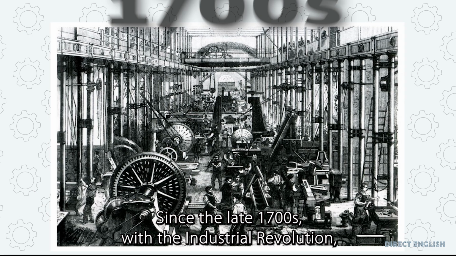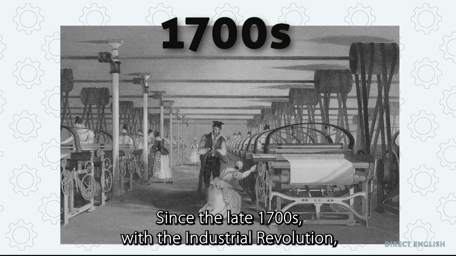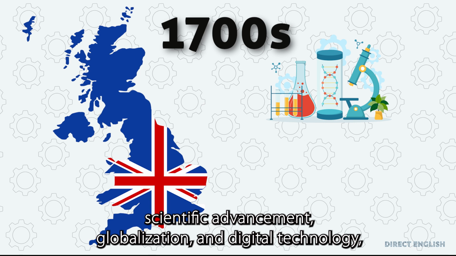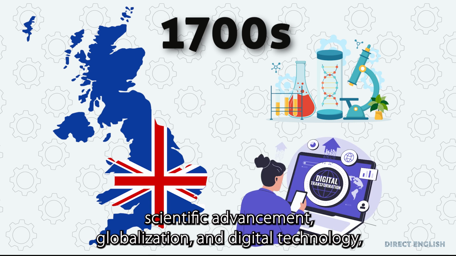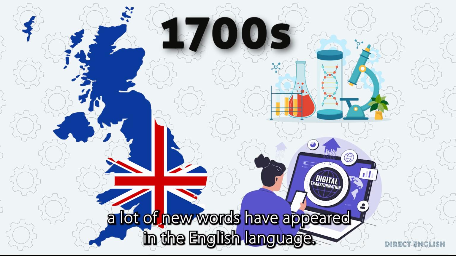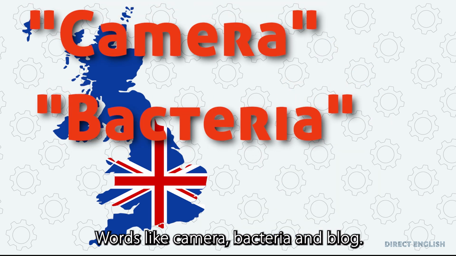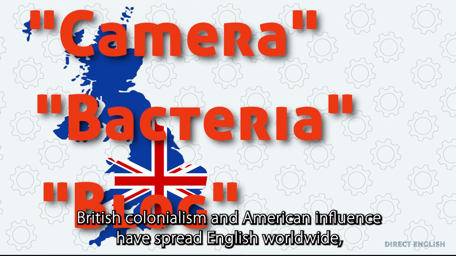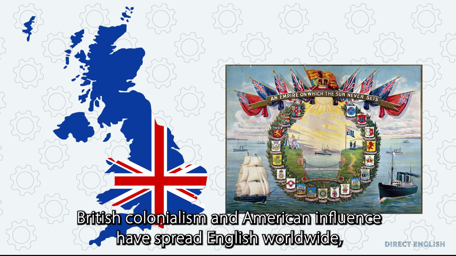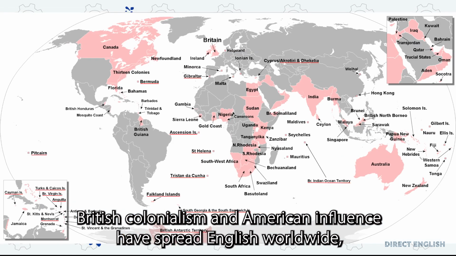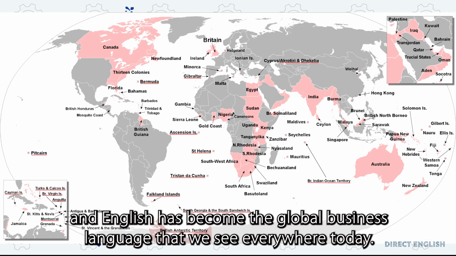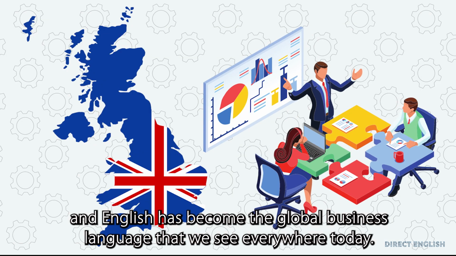Since the late 1700s, with the Industrial Revolution, scientific advancement, globalization, and digital technology, a lot of new words have appeared in the English language. Words like camera, bacteria, and blog. British colonialism and American influence have spread English worldwide, and English has become the global business language that we see everywhere today.